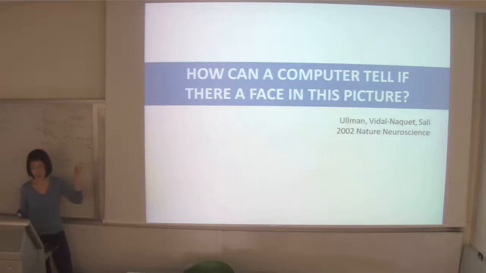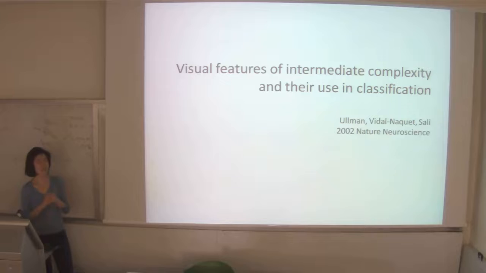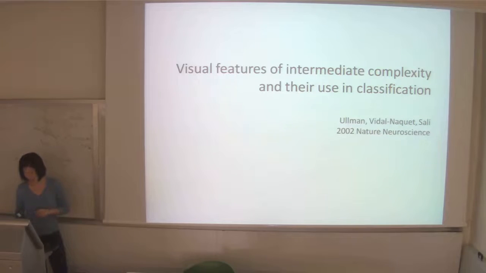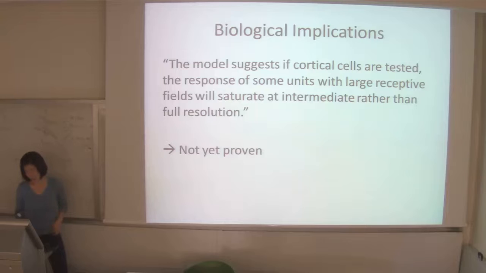And so the actual title of their paper is Visual Features of Intermediate Complexity and Their Use in Classification. And now you have an understanding of why they chose that title. And that's about it. Some of it addresses biological implications. So the paper said this model suggests if cortical cells are tested, the response of some units with large receptive fields will saturate at intermediate rather than full resolution, and this is not yet proven.